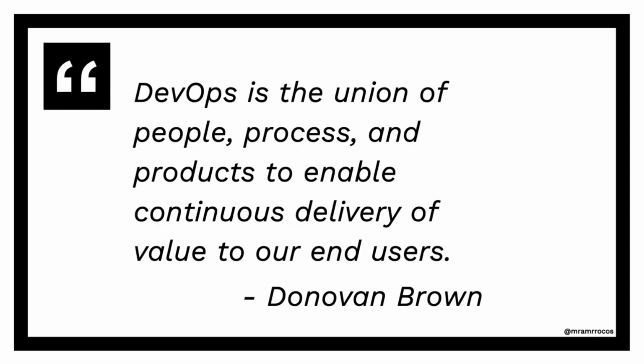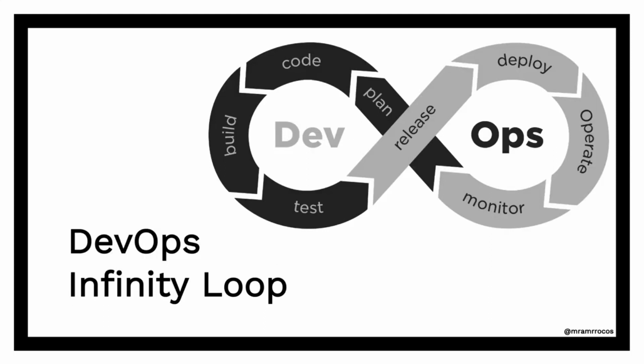DevOps is the union of people, processes, and products to enable continuous delivery of value to our end users. The definition by Donovan Brown from Microsoft touches the three pillars of DevOps: people, products, and processes. DevOps is often represented by the infinite loop, with the stages of the software development cycle from the conception of the features to the monitoring of the solution.